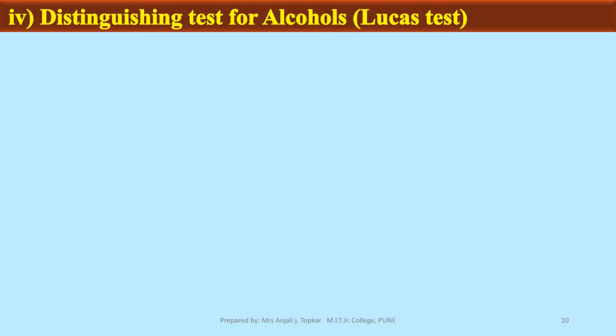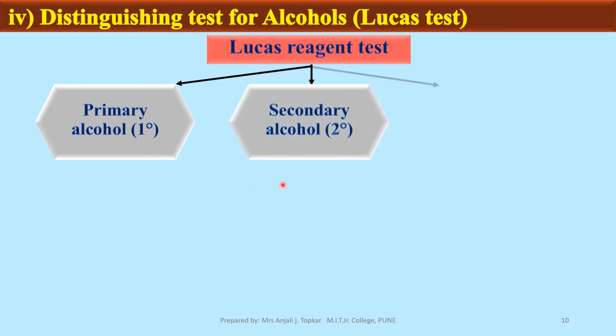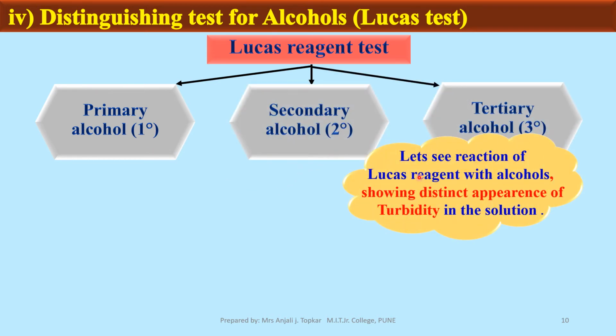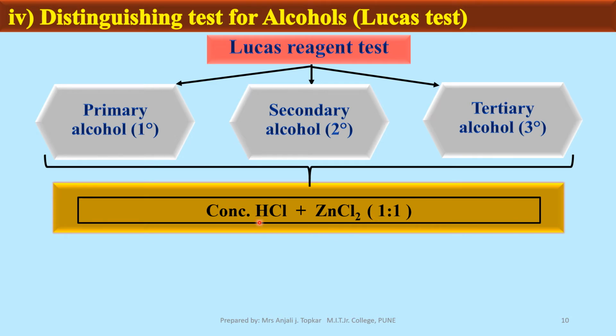Students, now we are going to see the distinguishing test of alcohol on the single chart. Let's understand how it is. Lucas reagent test with primary, secondary and tertiary alcohols. Let's see the reaction of Lucas reagent with alcohols showing distinct appearance of turbidity in the solution. Lucas reagent is the combination or mixture of concentrated HCl plus ZnCl2 anhydrous.